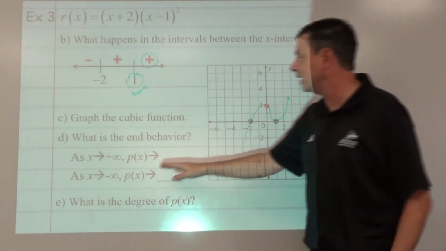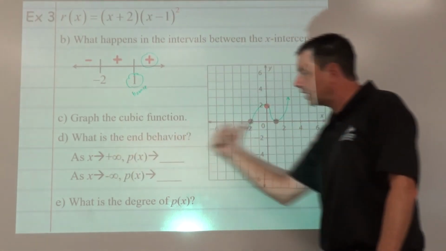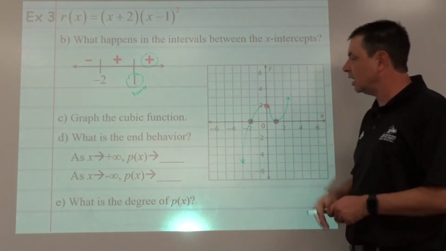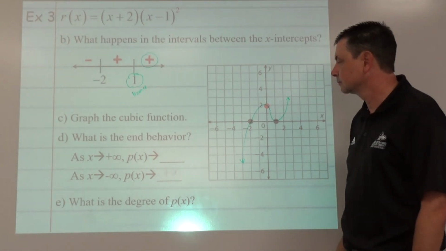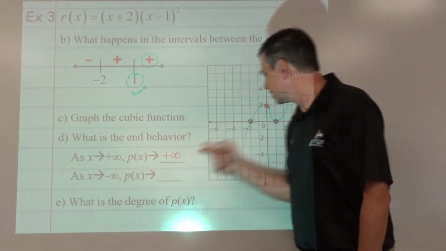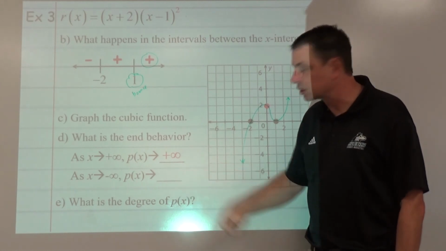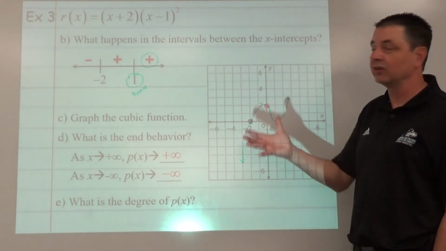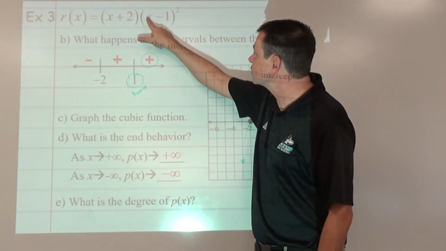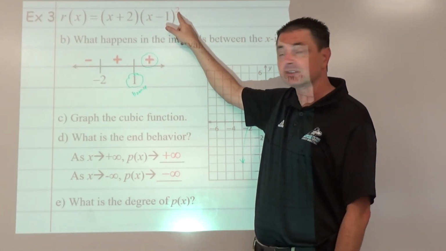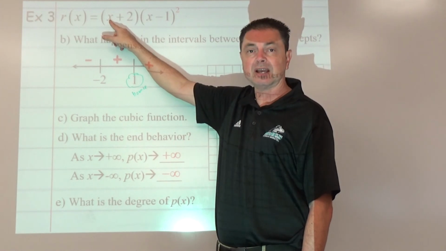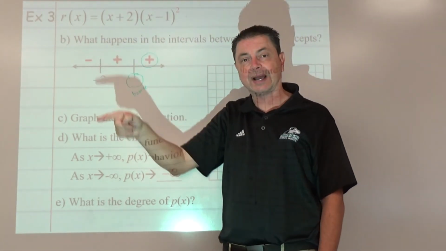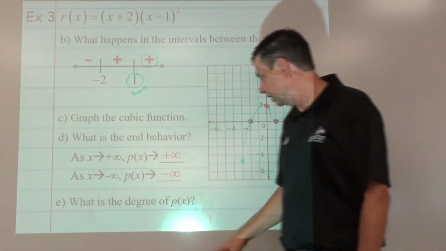Now what's our end behavior? As x goes to the right, our function goes up. As x goes to the left, the function goes down. What's the degree? Again, if we were to multiply it all out, we'd have to square that x. So x squared times another x makes x to the 3rd power. So the degree is 3.